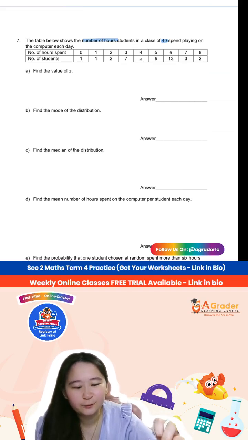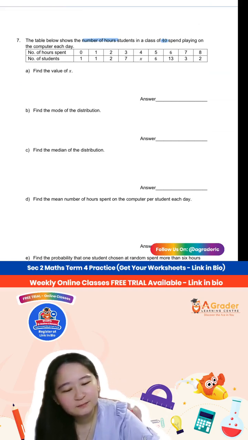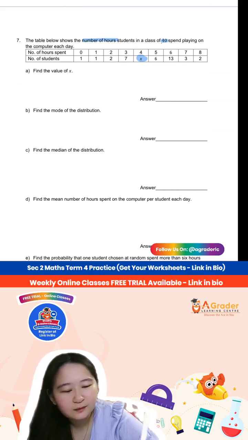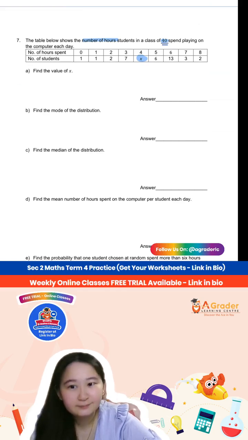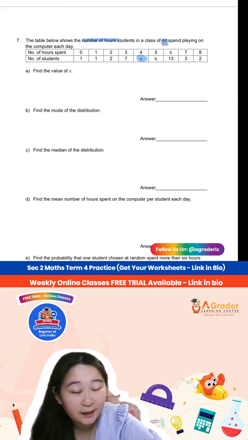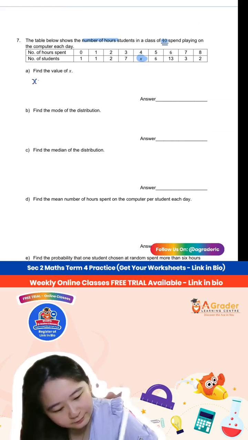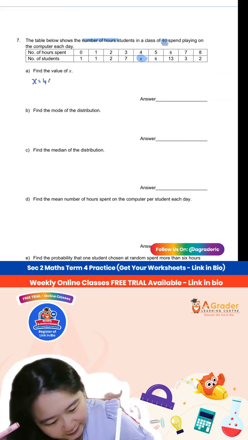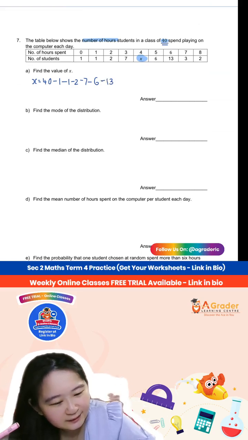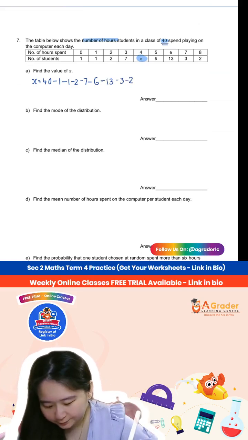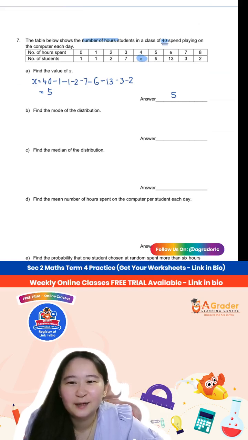Okay, so find the value of x. They already tell you that the total frequency must be 40. Yep, correct. So you take 40 minus away all the available numbers that you see for the number of students. So 40 minus 1 minus 1 minus 2 minus 7 minus 6 minus 13 minus 3 minus 2.